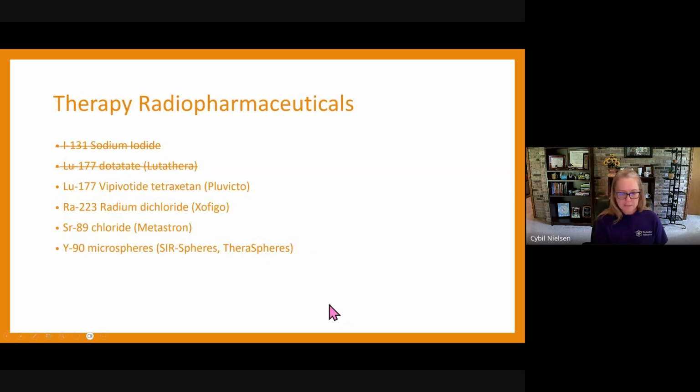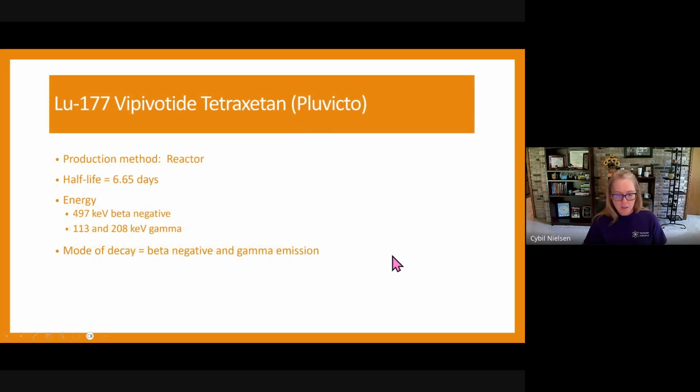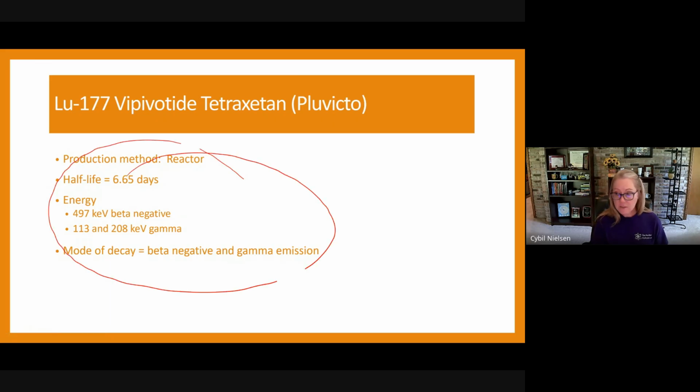All right, so that takes us to this one, which is Pluvicto, but it won't say Pluvicto and it won't say PSMA. It's going to say vipivotide tetraxetan. So just make sure that you know that that is Pluvicto. Same characteristics as lutetium dotatate because it's lutetium.